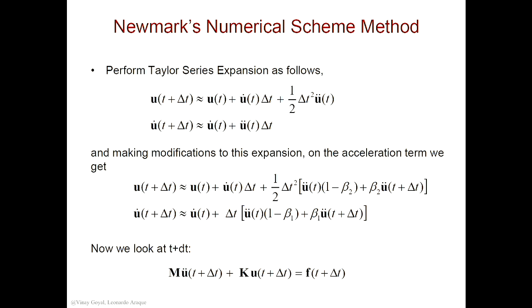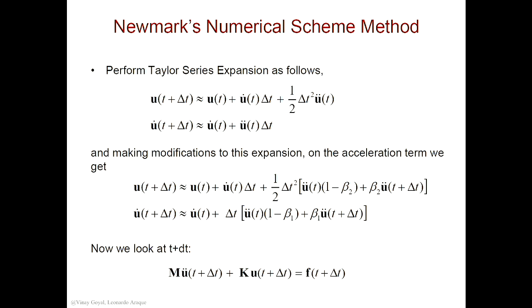That's the only modification we've done to the Taylor series expansion. We've taken this term and replaced it by a linear interpolation of the acceleration term between the future and the present, with a beta 2 that tells me what ratio I want from the future and what ratio I want from the past. Okay? Is that clear? We're basically trying to approximate the solution to the problem. Okay? So we're trying to approximate the solution of the acceleration, just like we were doing with central difference, backward difference, and forward difference. It's just a different way of doing it, okay? We're just doing that to the acceleration term alone.